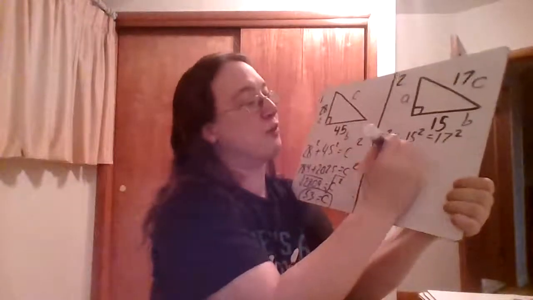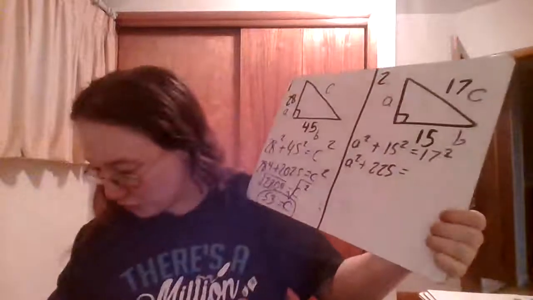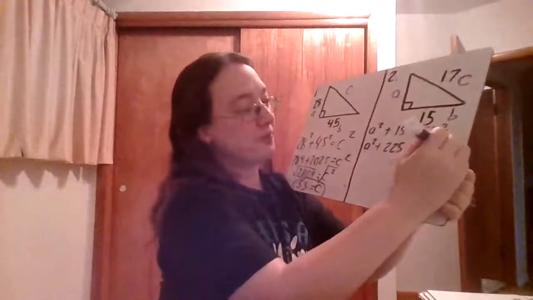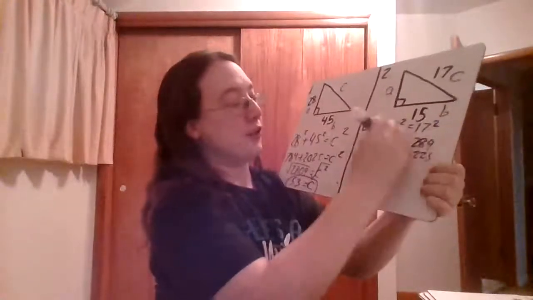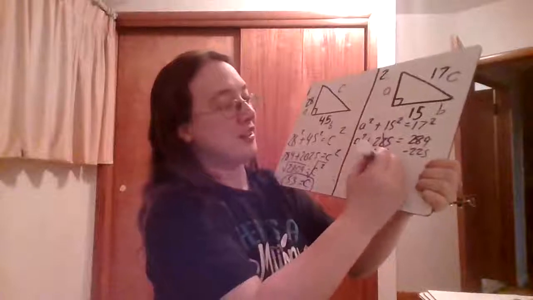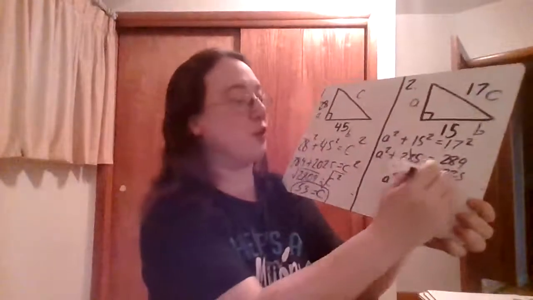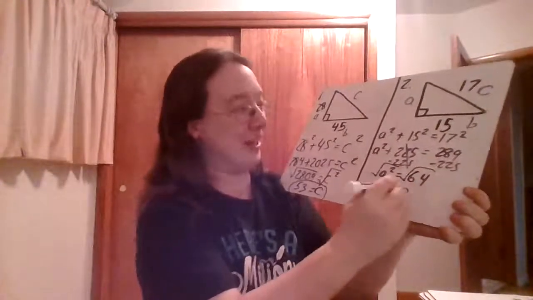So yeah, 15 squared is 225. 17 squared is one I should know by now. 289. And we're subtracting 225. Those go. And I got 64. And if you happen to know off the top of your head that the square root of 64 is 8, cool. If not, plug it into your calculator and we've got 8.